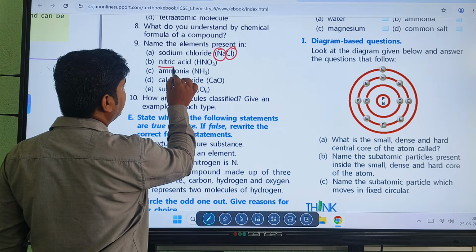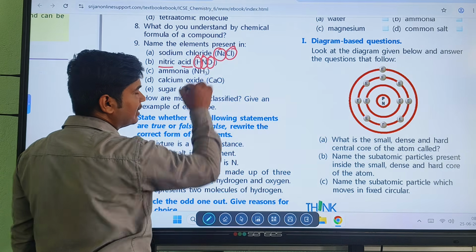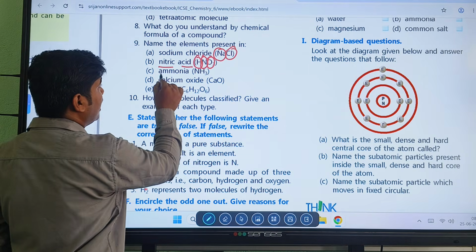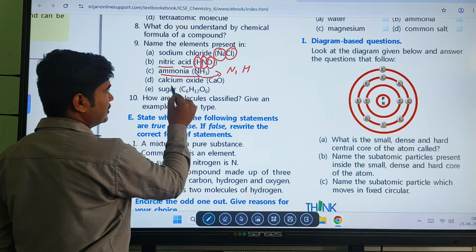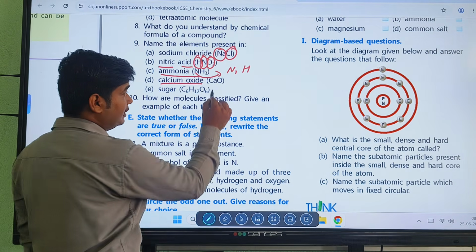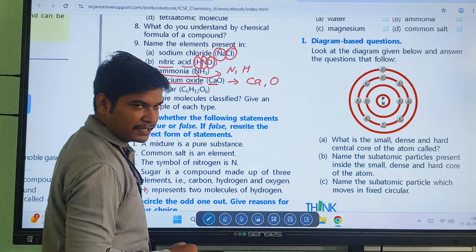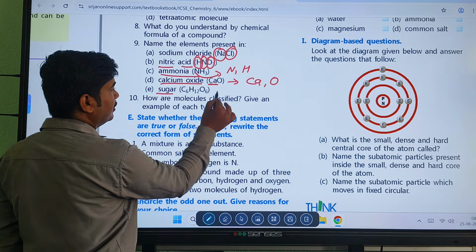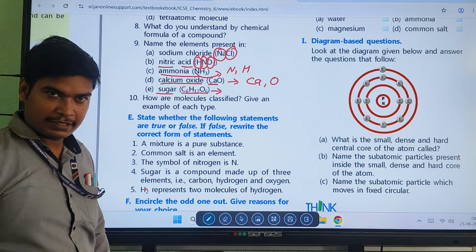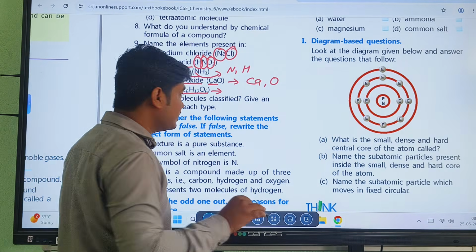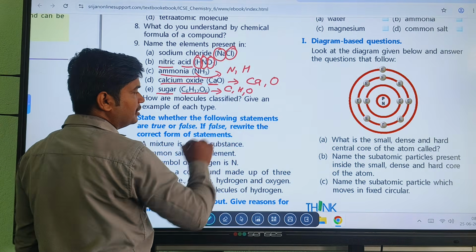Nitric acid: first hydrogen is present, second nitrogen is present, and third oxygen is present. Ammonia: here you can see nitrogen is present and hydrogen is present. Calcium oxide: here calcium is present and oxygen is present. Now sugar. You can see the formula of sugar, it's C6H12O6. But mainly only three elements are present here: carbon, hydrogen, and oxygen.